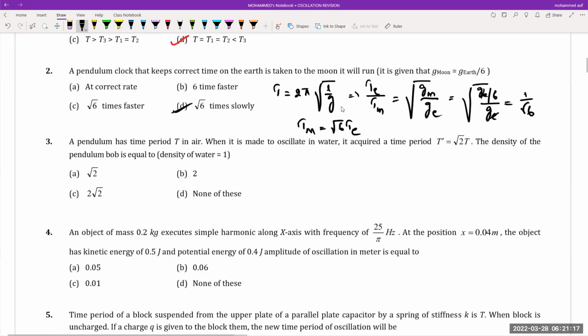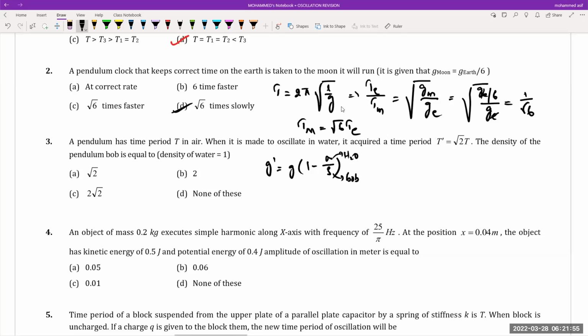ठीक है? Next one. A pendulum has a time period capital T in air. When it is made to oscillate in water, it requires a time period of T dash is equal to √2 T. The density of the pendulum bob is equal to how much? मैंने बोला था when it is immersed in the water, g की वैल्यू कैसे लिखोगे बेटा? g dash will be equal to g into 1 minus sigma divided by rho. Sigma is the density of your water. Sigma and rho are what बेटा? Density of your water and density of your bob. This is for water. This is for your bob.